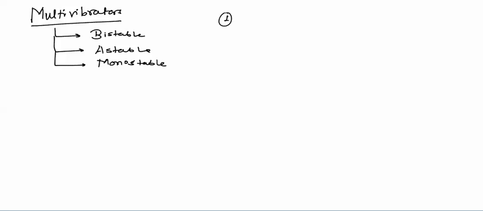First, bistable multivibrator. Bistable multivibrator circuit will be important for the examination. For bistable multivibrator, the output will remain at one state, for example at plus Vsat. If output does not change from plus Vsat to minus Vsat on its own, then we can say that for this circuit plus Vsat is a stable output state.